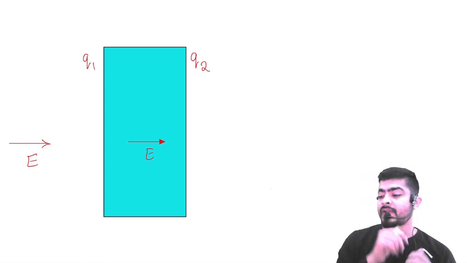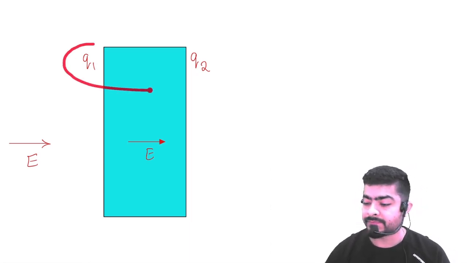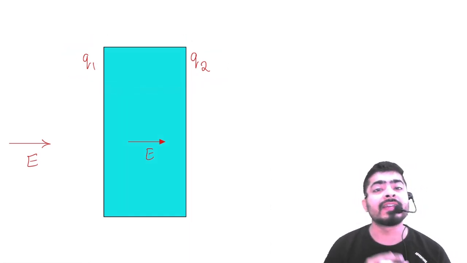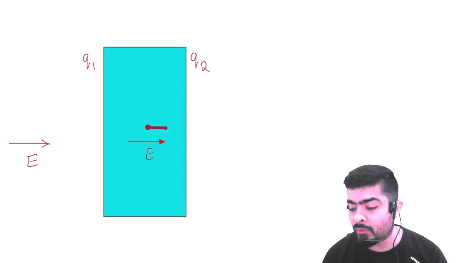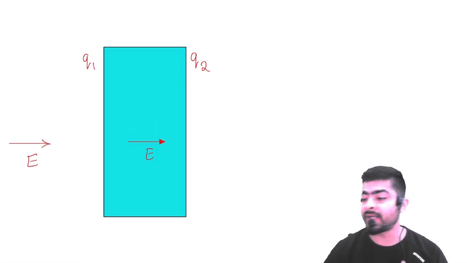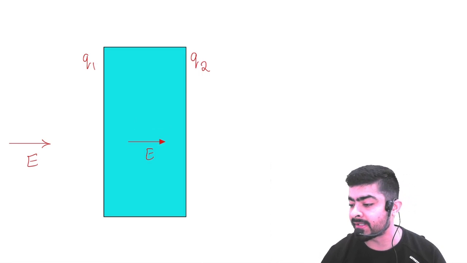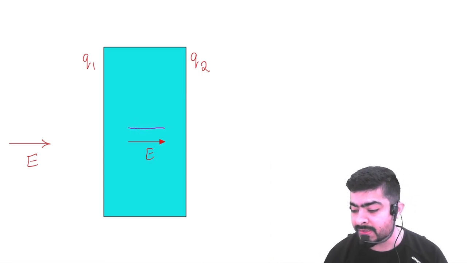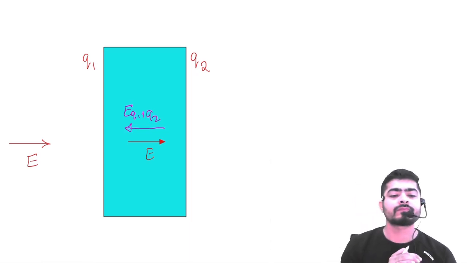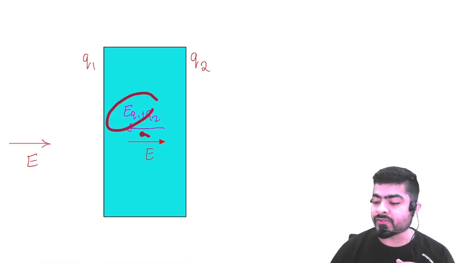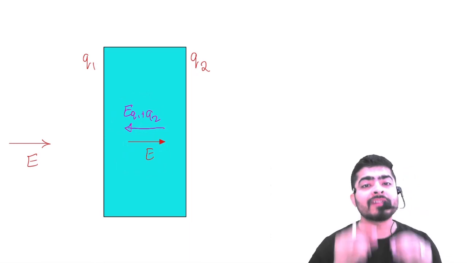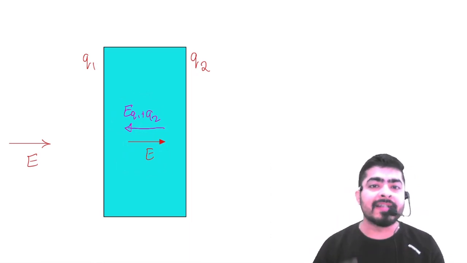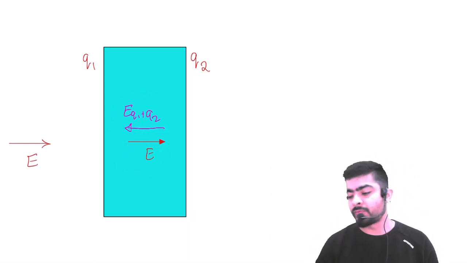So the two charges rearrange themselves in a way such that they oppose this electric field, so that the net electric field inside the conductor becomes zero. So this is the net electric field created by Q1 plus Q2, and these two should balance each other, because what is the property of conductor? Inside the conductor electric field is always zero. So solve this.